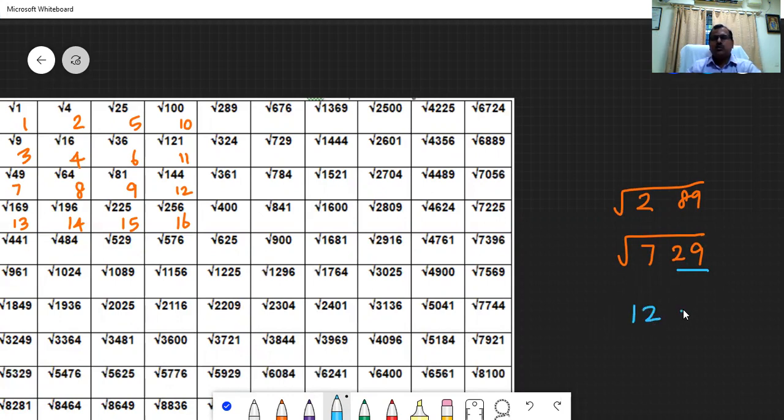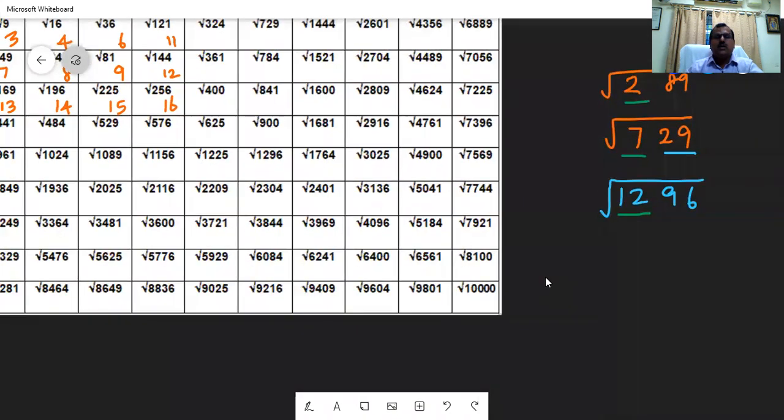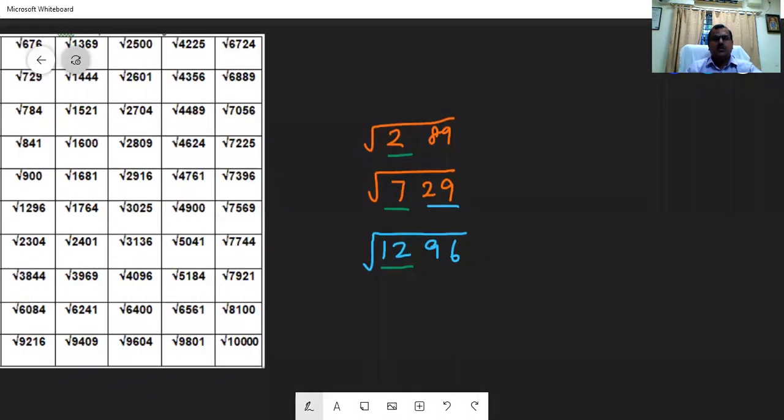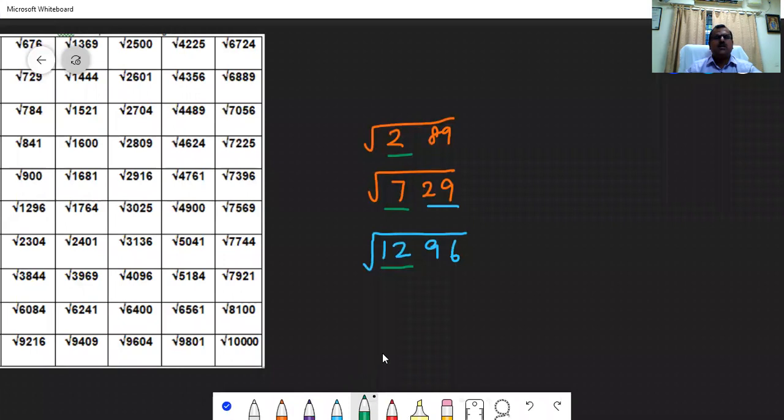Suppose you have 1296. How to split the number? 96 and 12. What is your first part? 12 is the first part. For 729, 7 is the first part, and for 289, 2 is the first part. So whatever the number given to you, if you want to find its square root, your prime duty is to divide the number into pairs of digits from the right side.